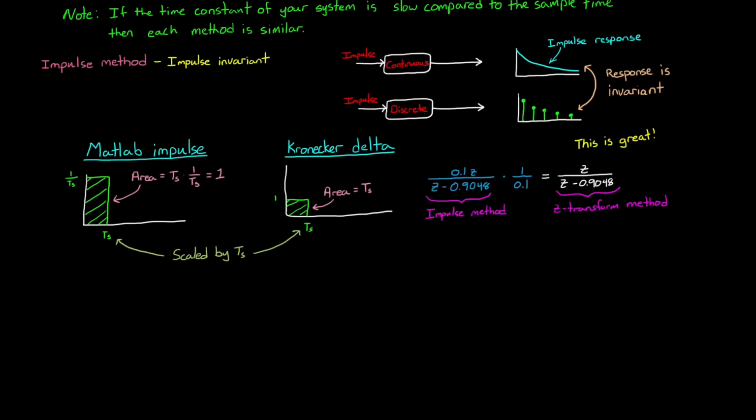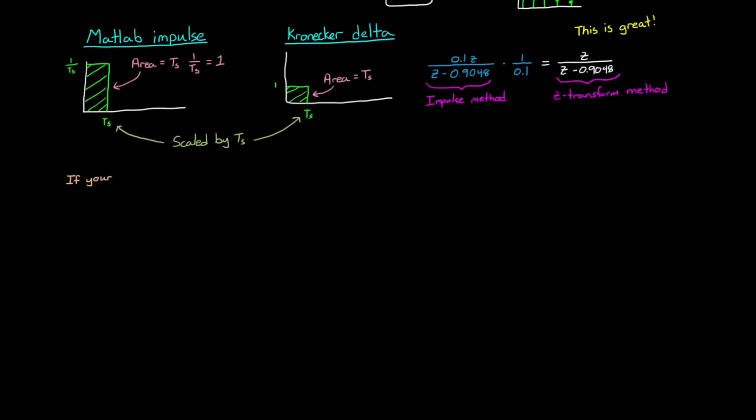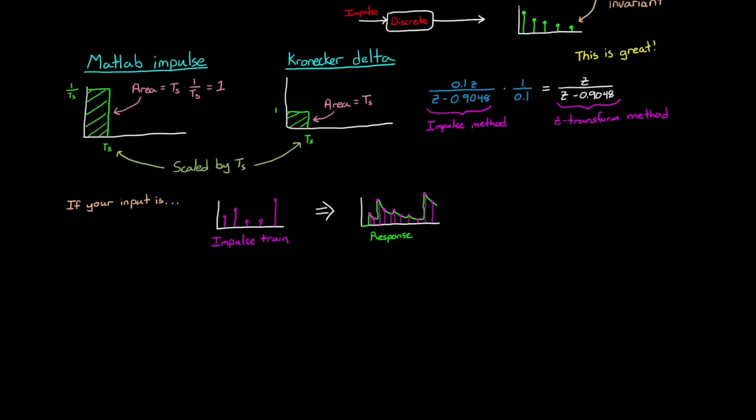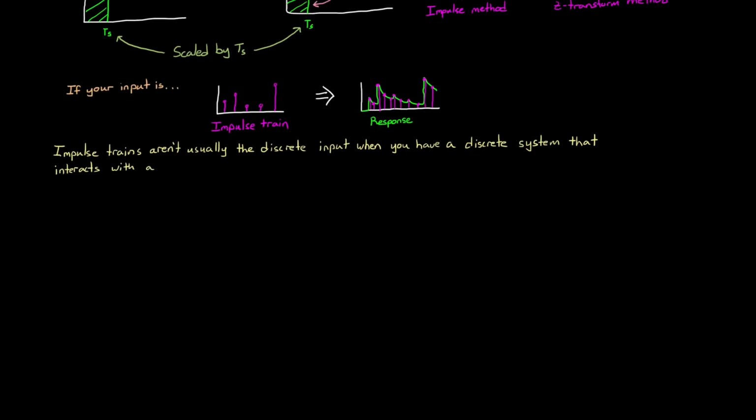It's analogous to what we do with the Laplace transform in the continuous domain, and so there's some similarity there, which is nice. And if your input into the discrete system is a series of impulses, which is also called an impulse train, then the discrete response would behave as you expect it to. Unfortunately, an impulse train is not usually the discrete input when you're dealing with a system that is interacting with a continuous system. Typically, the discrete input is not treated as an impulse, but a step.